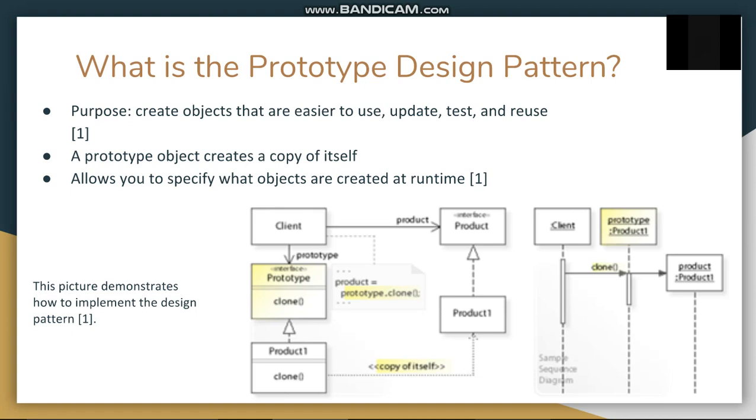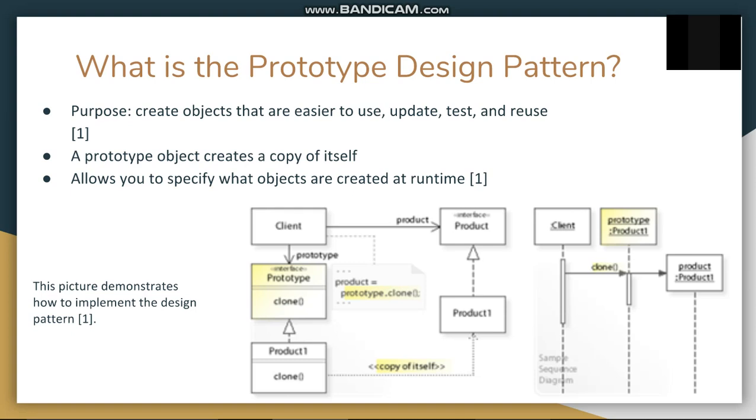This means you create a prototype class that will make an exact replica of another class and store all of the information in a completely separate location in memory. This will allow you to choose which objects are created at runtime instead of compile time. The diagram here explains how this works.